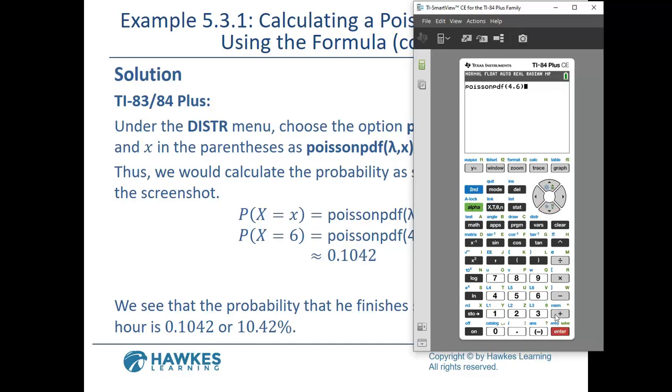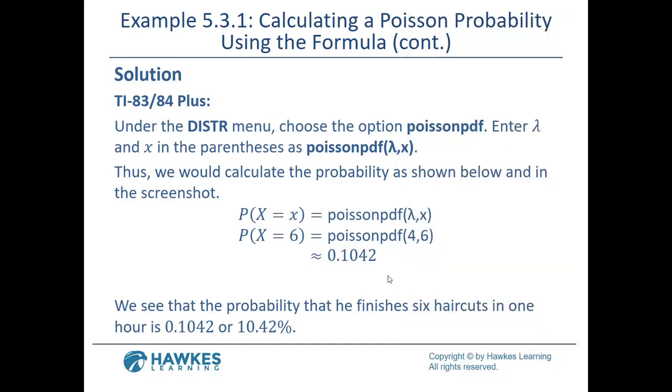Paste it in. Okay. For my TI 83 students, you are not going to see that pop-up menu. It's going to come straight to this Poisson PDF, and you just need to type in your mean, comma, the value of x you're looking for. And once you hit enter, it's going to tell you your answer. And again, we're going to round it to 4 decimal places because that's the standard with probability.